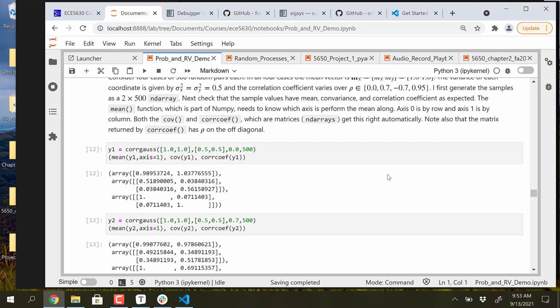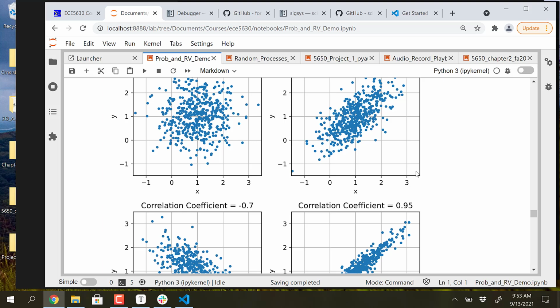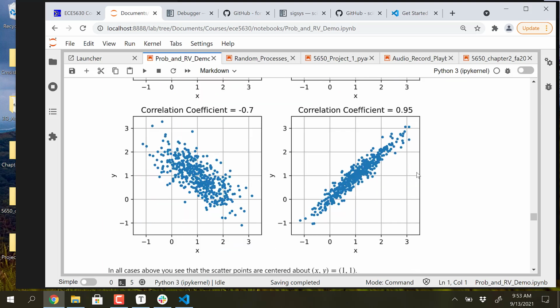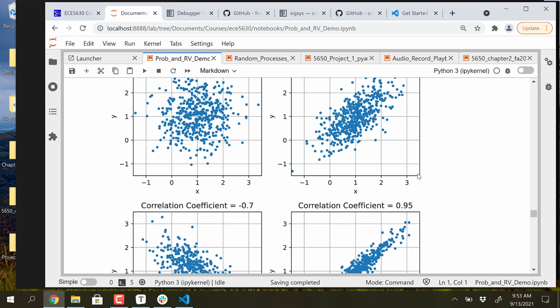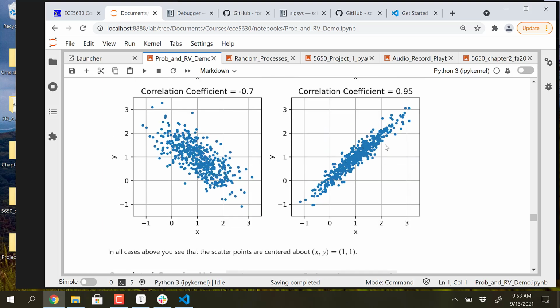So I just generated some samples in here, and then proceeded to do scatter plots of what we're looking at. So this was in the notes. That's the 0.7. The angle of the major axes is still 45 degrees, but now it's tighter if I draw the correlation coefficient closer together.